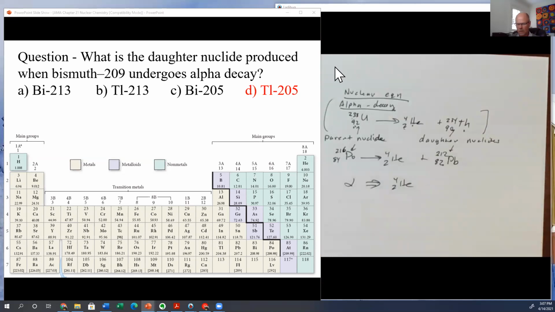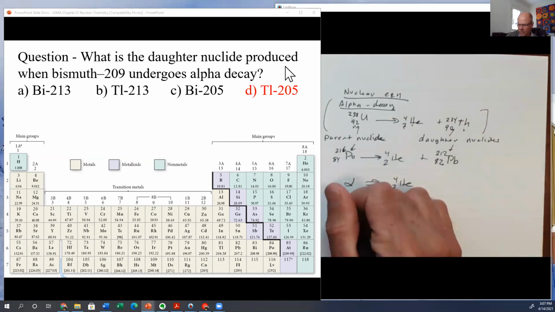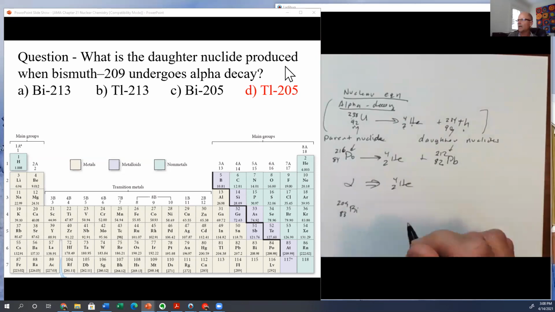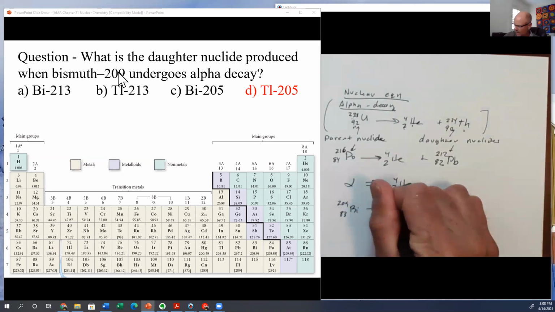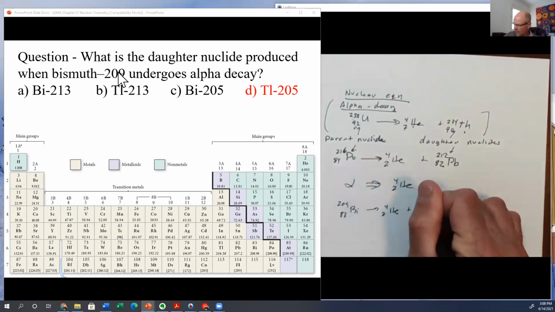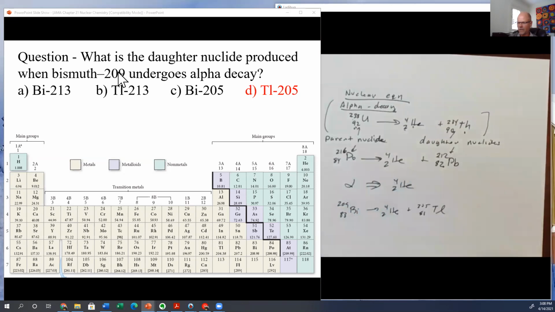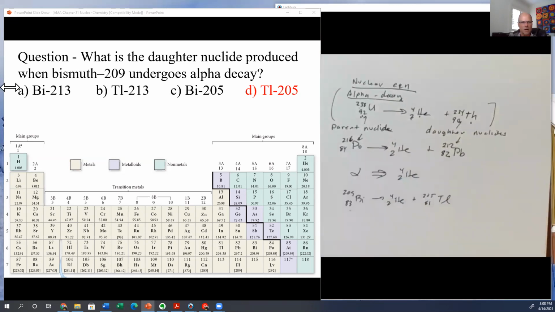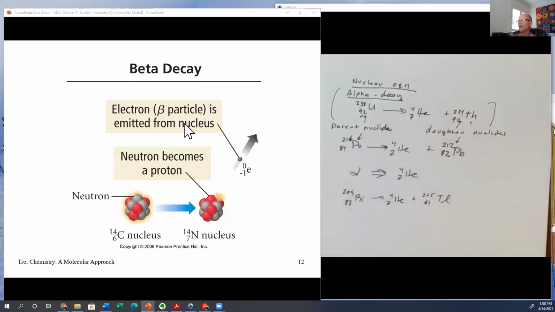Way to go. So the way you do that, for those of you that missed it, is you just write bismuth, which is atomic number 83, 209, because it says bismuth-209. And you just write down the alpha particle, and by doing the arithmetic, you can find the daughter. So again, 205 plus 4 is 209, and 81 plus 2 is 83. All right, very good. What else?